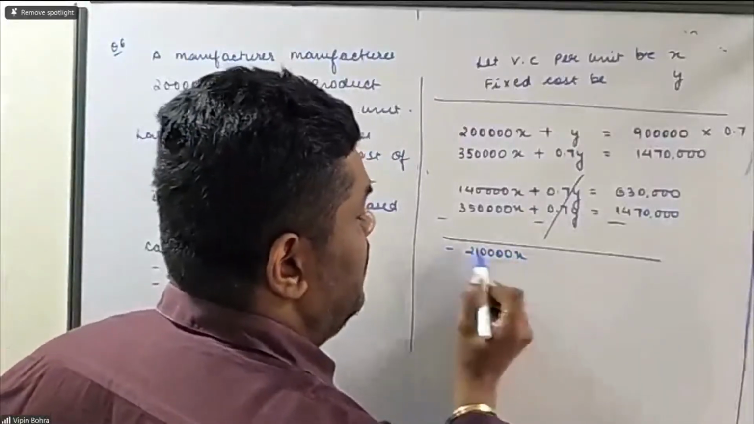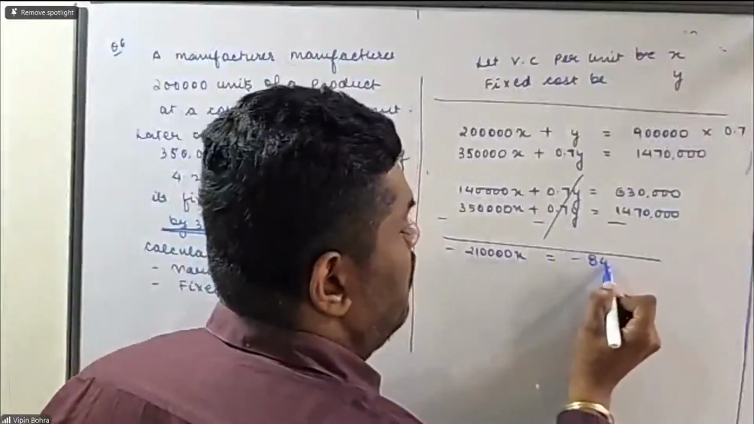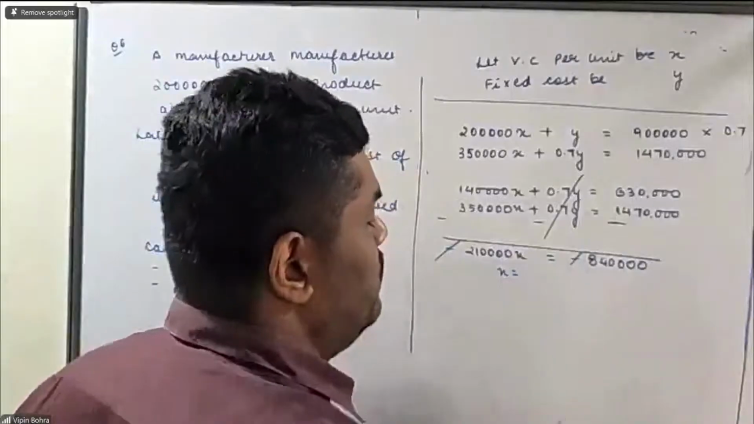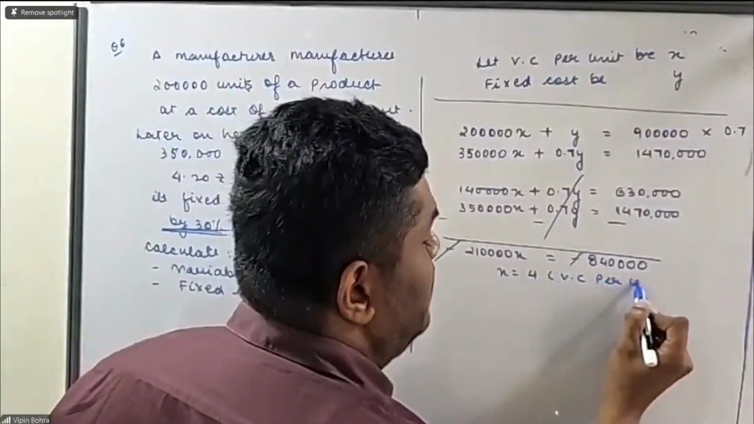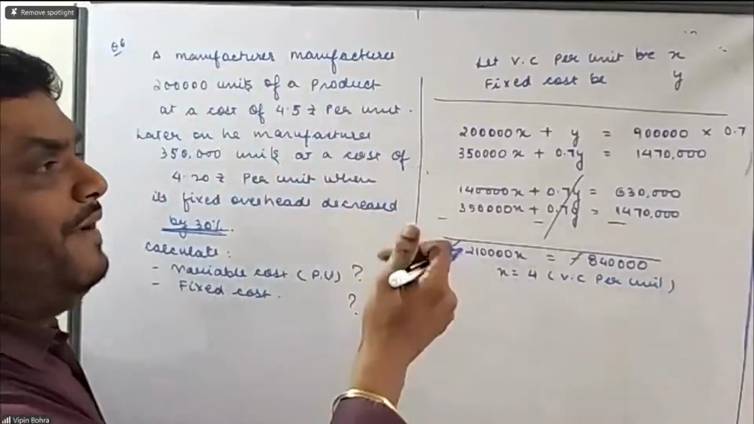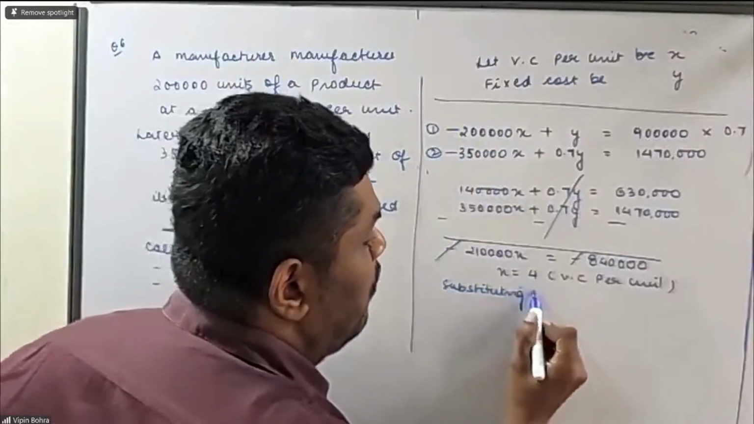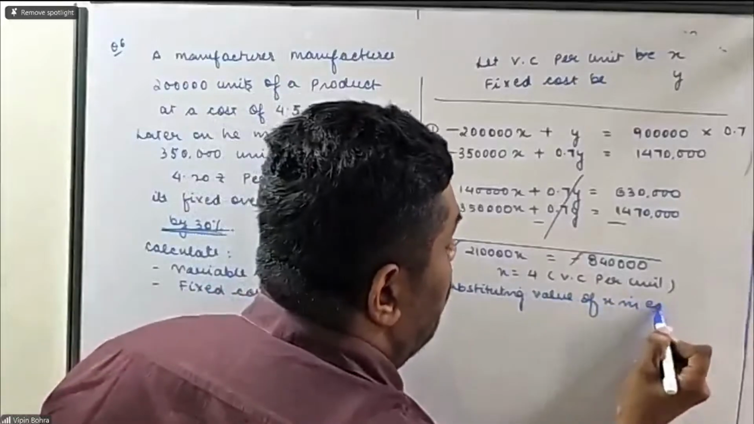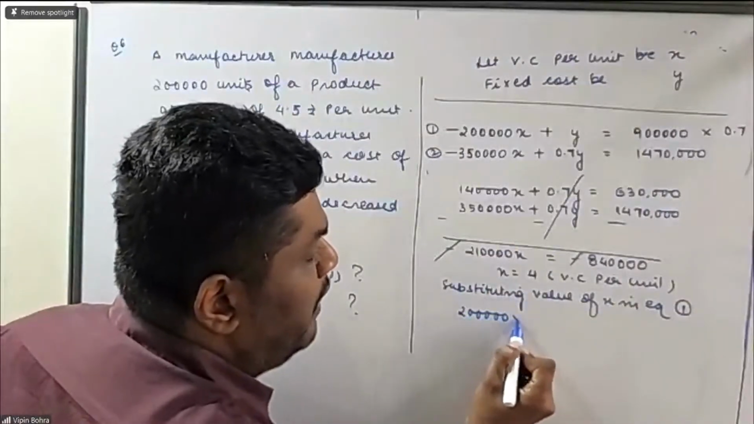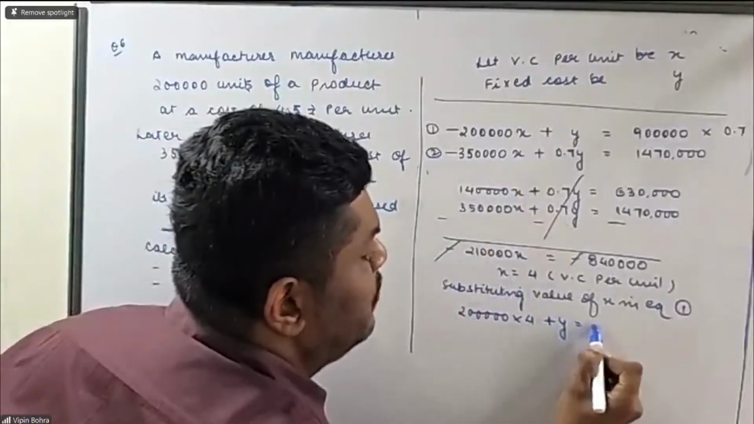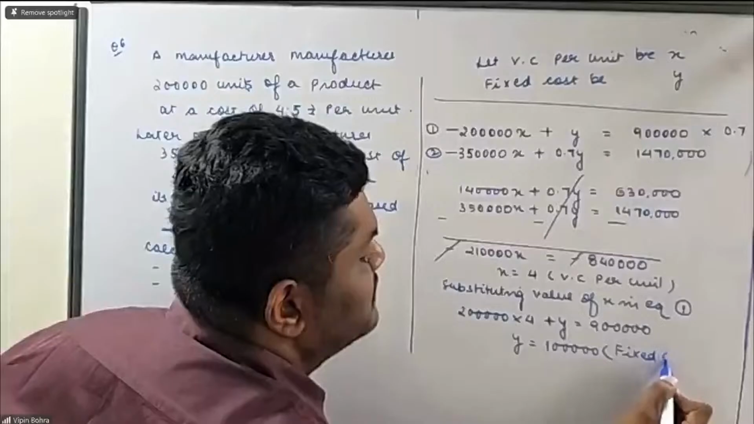So, this will be 2,10,000 x equals 8,40,000. So value of x will be 4. That is, variable cost per unit will be 4. Now let's substitute the value in equation number 1. This is equation number 1. So 2 lakh into x, value is 4, plus y should be equal to 9 lakh. So value of y will be how much? 1 lakh. That is my fixed cost.